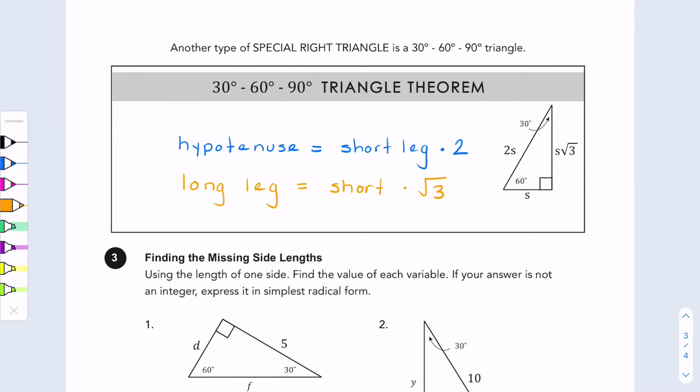And this is an important note. I think it's helpful. It's always been helpful for me. The short leg is always across from the smallest angle. So if 30 degrees is your smallest angle, the short leg is directly across from that.